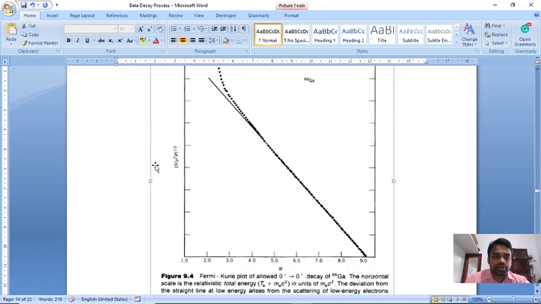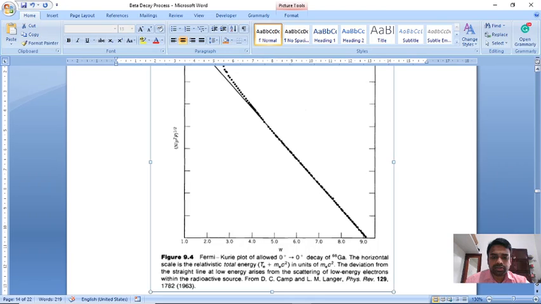Square root of n by p square f in y-axis, then te energy in the x-axis. We will get, for 66 GA, a straight line. So this is a Curie plot of allowed 0 minus to 0 plus decay of 66 GA. The horizontal scale is the relativistic total energy Te plus MEC square in units of MEC square.